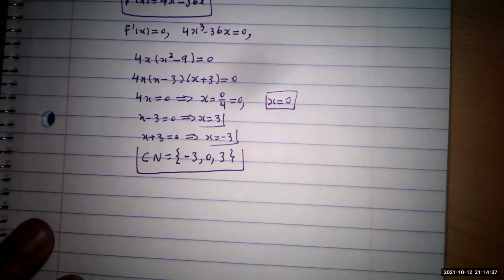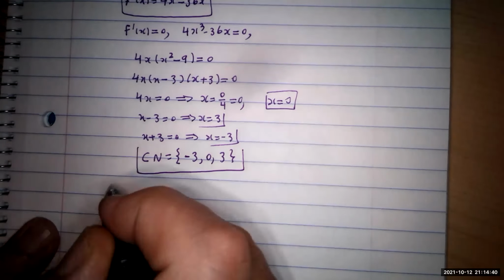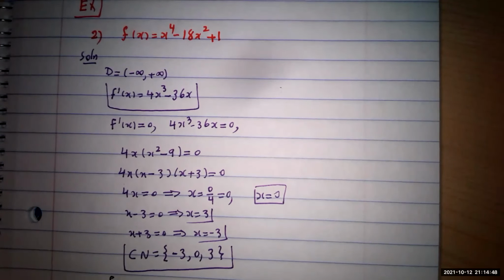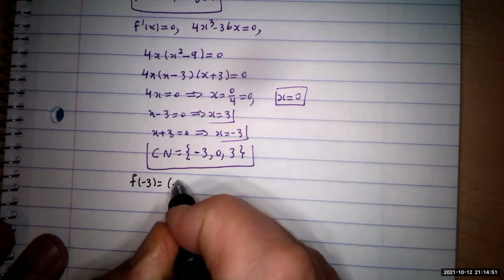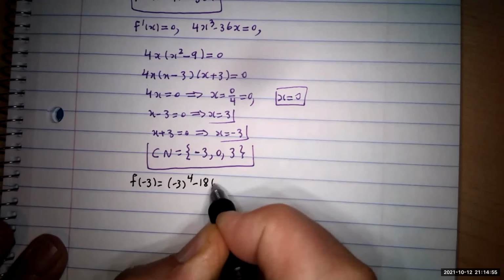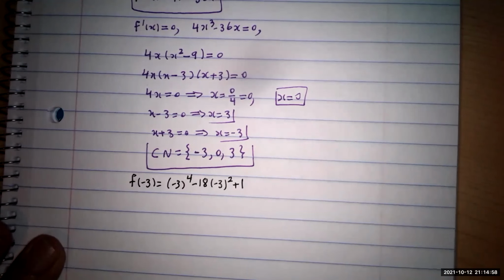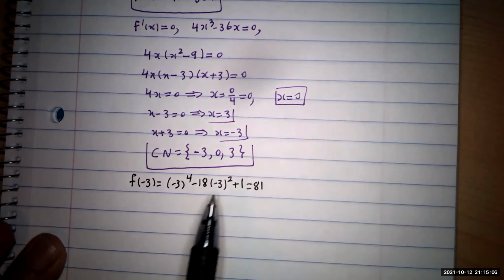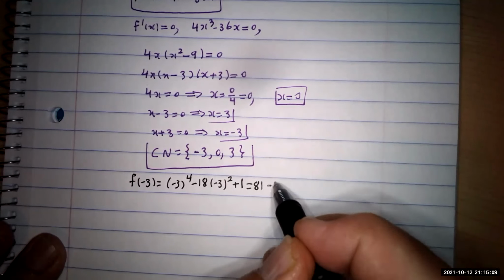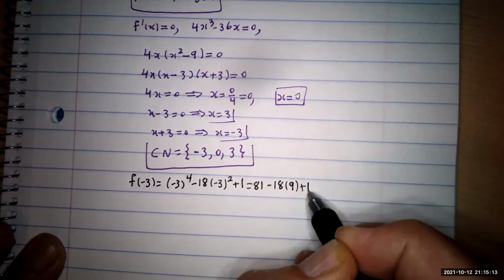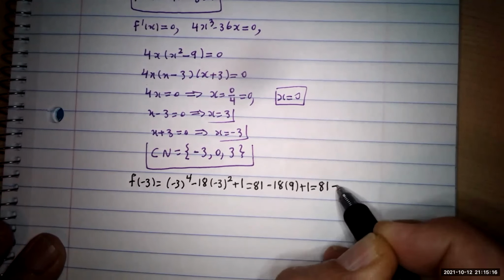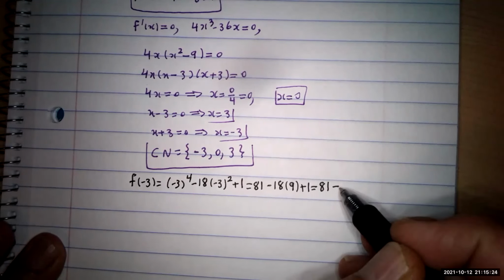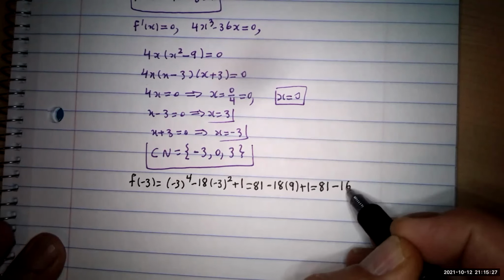Next, drop them back into the function and then test them. You have 3 numbers. Check f of negative 3. Remember, that's your function, x to the fourth minus 18x squared plus 1. So it's negative 3 to the fourth minus 18 times negative 3 squared plus 1. Negative 3 to the fourth would be a positive 81. Negative 3 squared would be 9. So it's negative 18 times 9 plus 1. That gives you 81 minus 18 times 9, which is 162, plus 1.